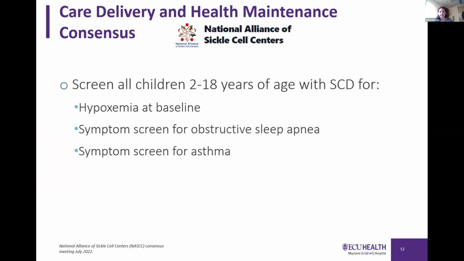So looking at what's recommended, this is from the National Alliance of Sickle Cell Centers consensus. Basically, in terms of pulmonary complications in sickle cell disease, they recommended screening all children 2 to 18 years of age for hypoxemia at baseline, symptom screening for obstructive sleep apnea, and symptom screening for asthma. I think we all know that symptom screening can be hard. Are we relying on the parents to come to us and say these are the symptoms that my child has, or do we really have to dig deeper?